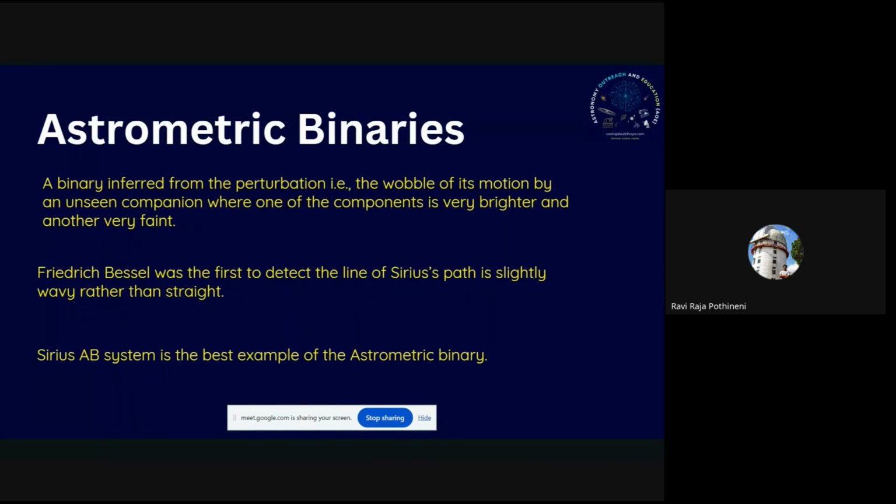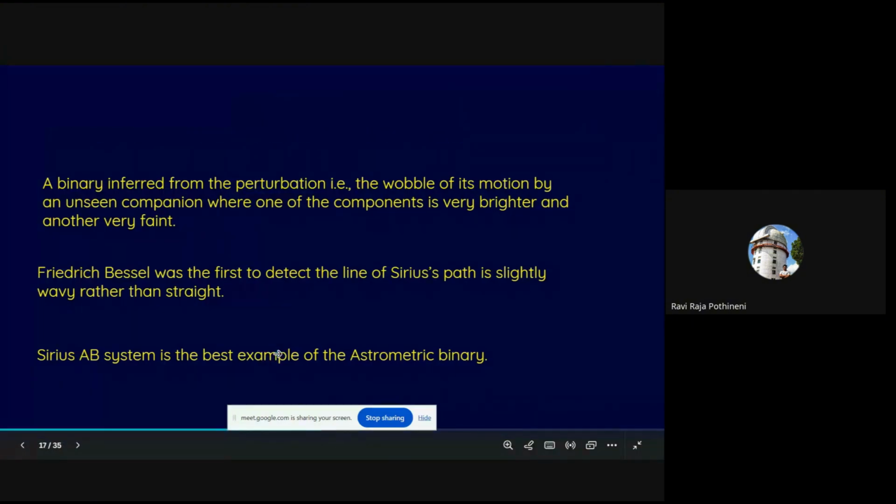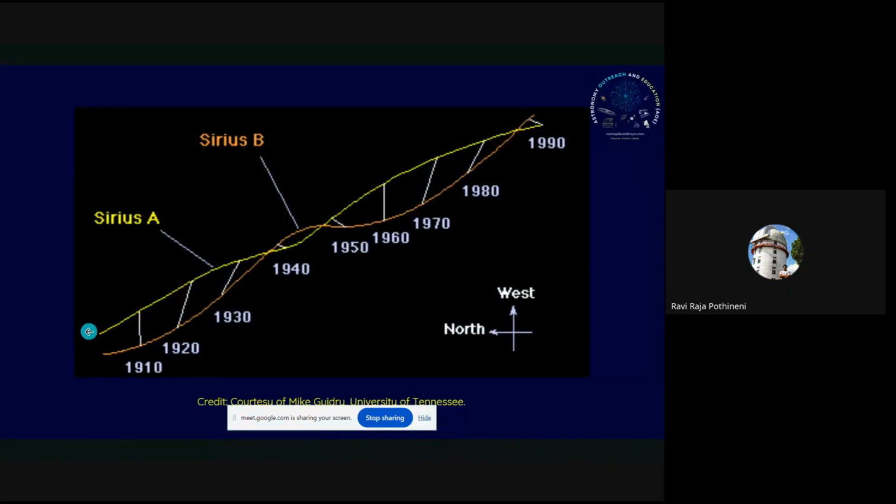But that white dwarf will cause the primary star, Sirius A, to wobble. You know what wobble means, right? It gets perturbed. Its motion gets affected due to the pull of the white dwarf. They move around each other, right? Friedrich Bessel was the first one to detect this variation in the Sirius path, and this is how it is. So here is the path of Sirius A in space, and then you have Sirius B.